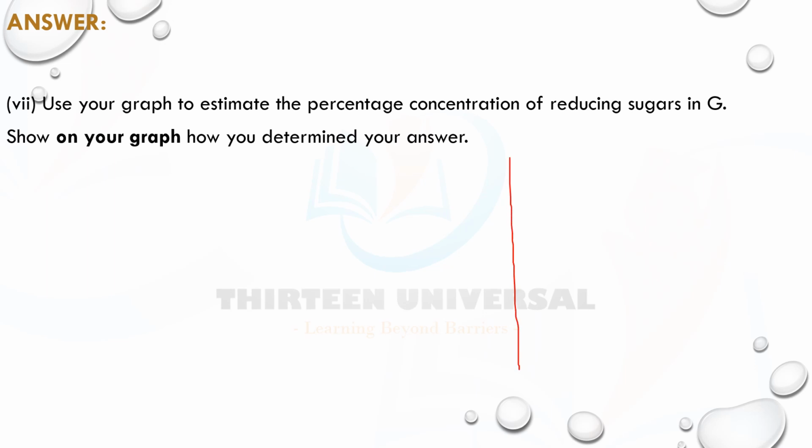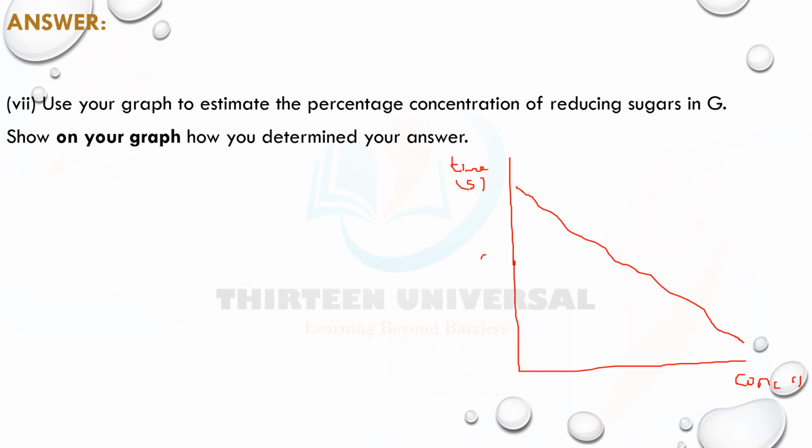If this is your graph, just to show you, this is concentration, which we don't know, and this is time for color change. Don't forget, you must put the unit there. This is seconds, and this is percentage. Let's assume they have a negative correlation, something like this. Whatever you get here is your G, and you don't know the concentration.